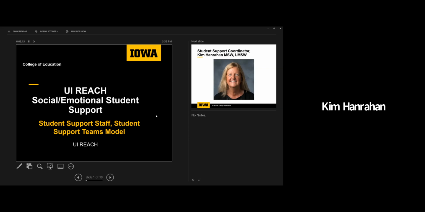It is lengthy, but I feel like I have a lot of information to share, so I apologize for that up front. I'll be presenting today on our social emotional student support, and that would include our student support staff. It's a small staff, so that won't take long. And then I'll go into our student support teams model, which is the brunt of this presentation. And it is the model that we've utilized since last fall to support all of our students here at UI Reach.